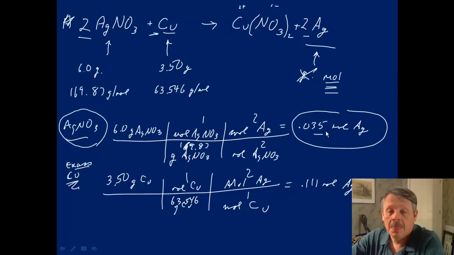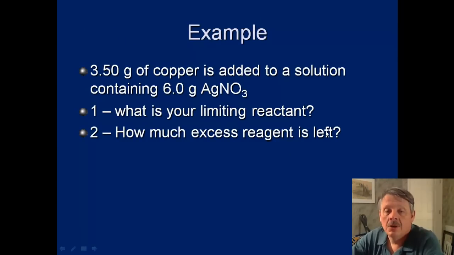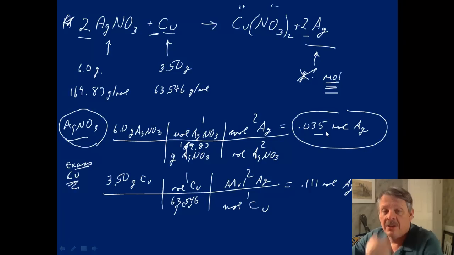So there's about twice too much, twice more than what you need. Okay. So our problem asked, what's your limiting reactant? We figured that out. It's silver nitrate. And how much excess reagent is left? So I have to figure out how much excess copper there is, how much copper was not consumed in the reaction.